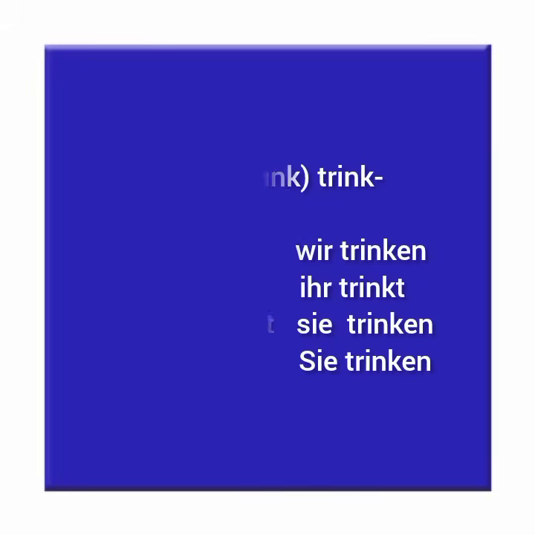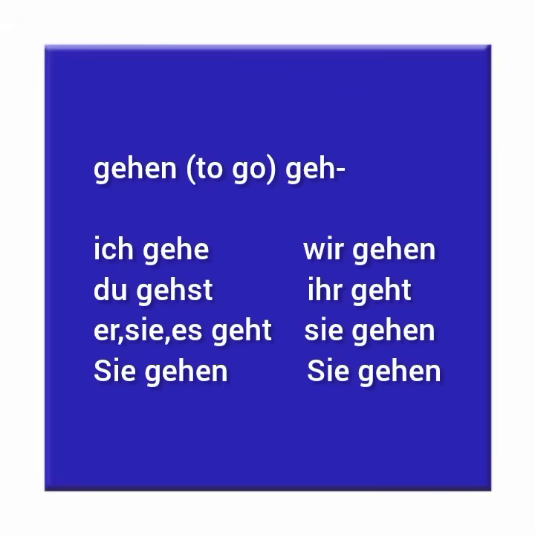Okay, I'm going to give the last example with gehen, to go. Gehen, to go. So you simply say, ich gehe. Ich gehe, I am going. Du gehst, G-E-H-S-T. Then I have er, sie, es, he, she, it, geht, G-E-H-T. And then the capital S-I-E, Sie gehen, you are going. Wir gehen, we are going. Ihr geht, and then sie gehen.